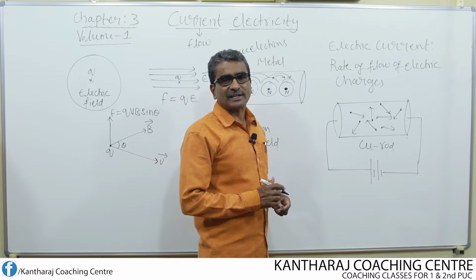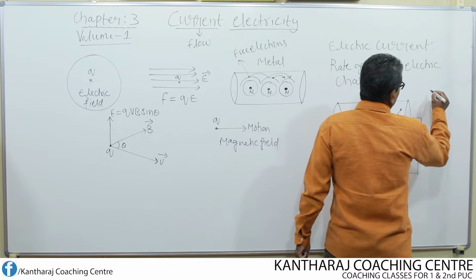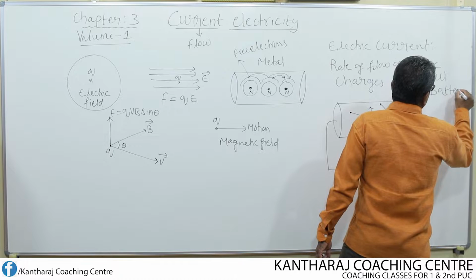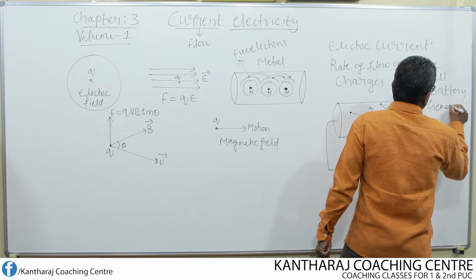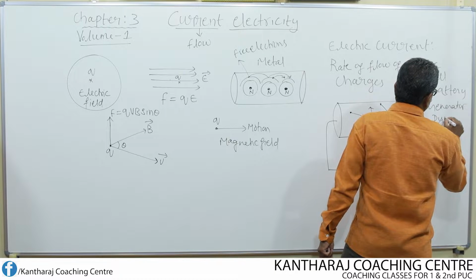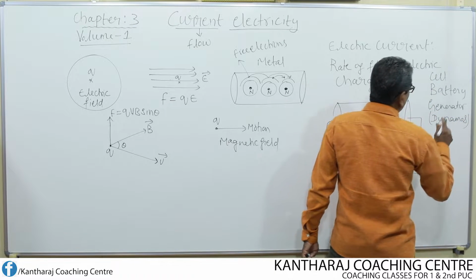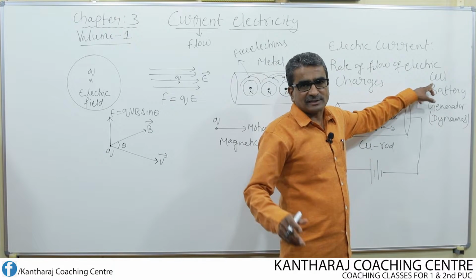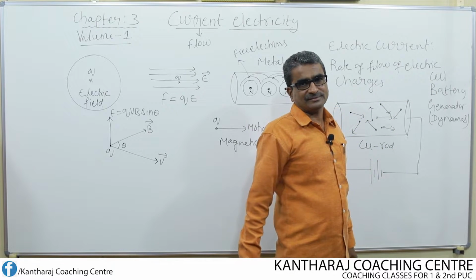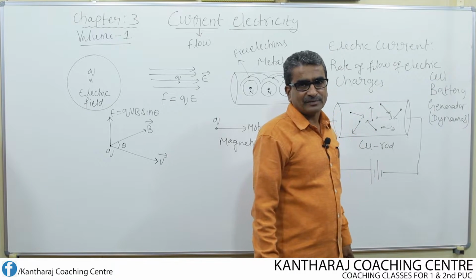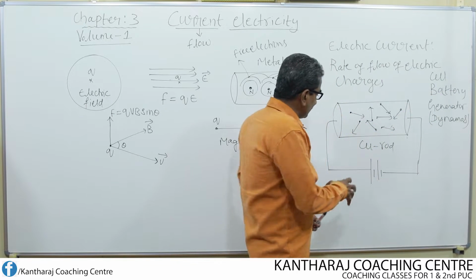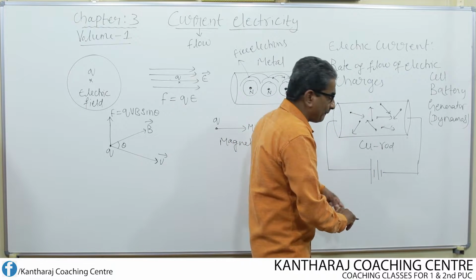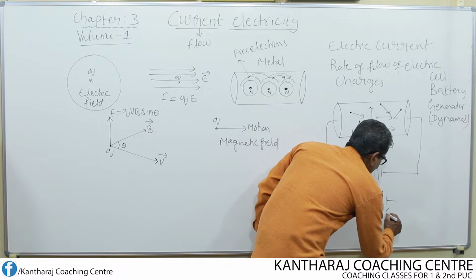What are the sources of electric current? The sources of electric current are nothing but battery, cell, generator, or dynamos. So these are the sources of electric current. Cells are of different types: chemical cell, that means electrolytic cell, and dry cell. Similarly, battery means a group of cells; more than one cell always forms a battery. This is the circuit symbol of a battery, whereas this is the circuit symbol of a cell.